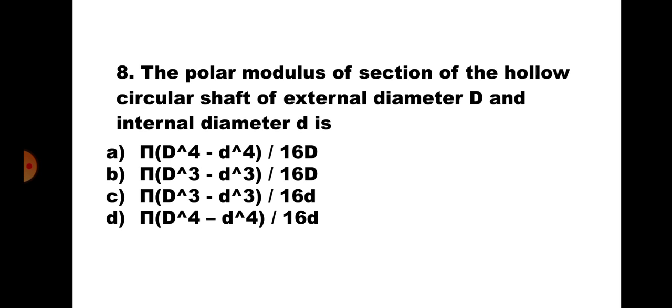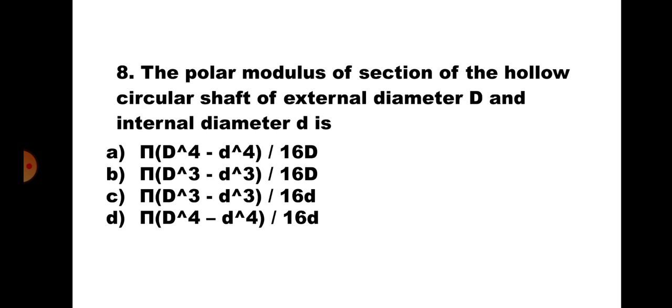Now, in the previous question we saw that polar modulus of section is IP upon R. So, if you put the value of IP as pi d raised to 4 upon 32 and R as d by 2, you will get the value of polar modulus of section for a solid shaft as pi d cube by 16. Hence, the correct answer of this is C. Pi d cube by 16.